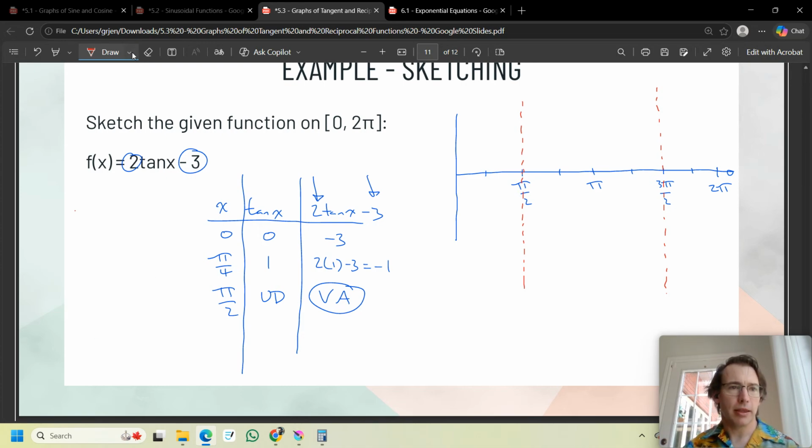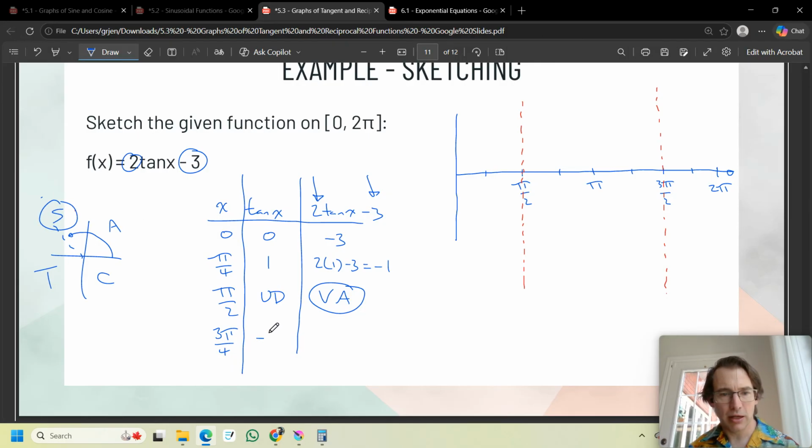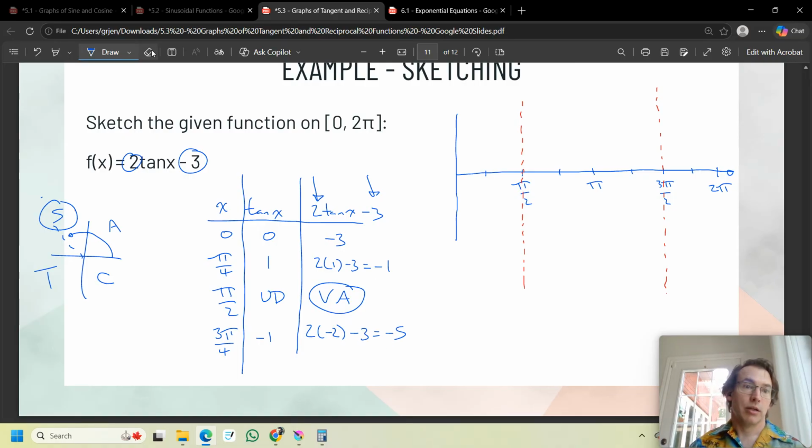Okay, and then maybe I also consider 3 pi by 4, which for those of you following along at home is this angle, where we have CAST. Tan is negative because only sine is positive over there. This is negative 1. So this is going to be 2 times negative 1. Oops, which is minus 2. That's why my brain does that. Minus 3 equals minus 5. Fix it for the viewers at home.